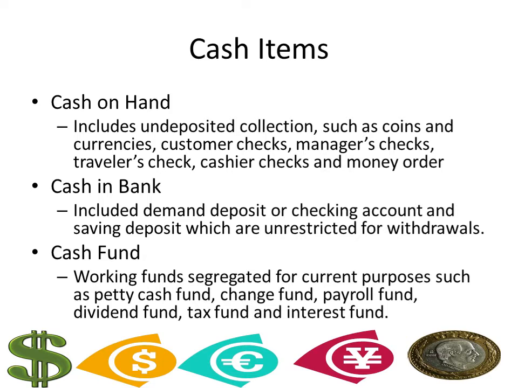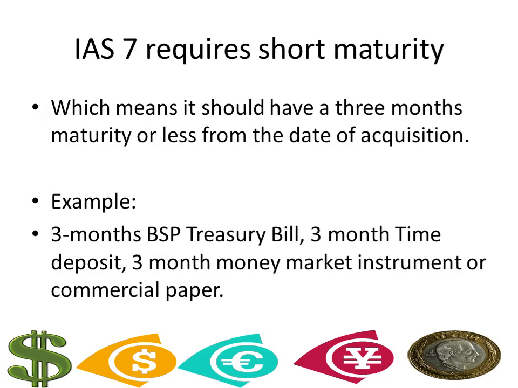Then cash fund, a working fund segregated for current purposes such as petty cash fund, change fund, payroll fund, dividend fund, tax fund, and interest fund. So this is money we segregate into our petty cash or into a certain fund so that we could pay outright expenses that need to be paid.